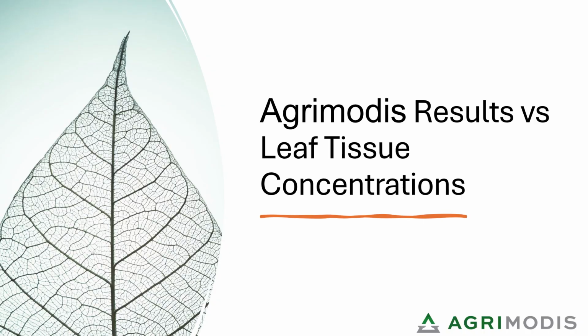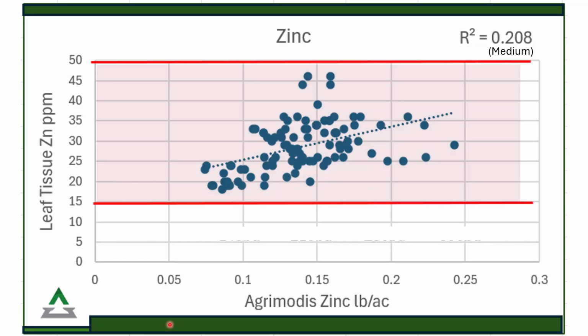So we will be comparing the leaf tissue concentrations to concurrent Agrimodis testing, which shows you zinc pounds per acre of content, your biomass. So up the left side on your y-axis is your leaf tissue zinc parts per million. The lab sufficiency range for this time period was 15 to 50 ppm. And you see every single sample we have is within that sufficiency area.